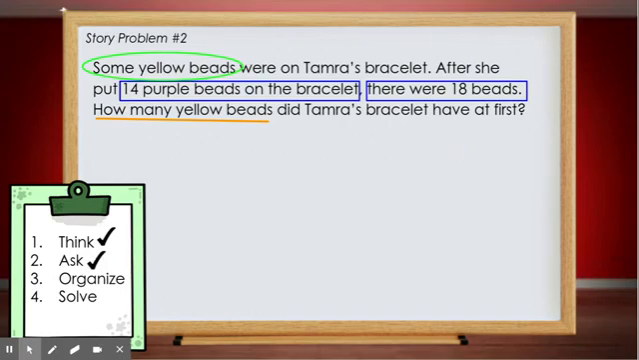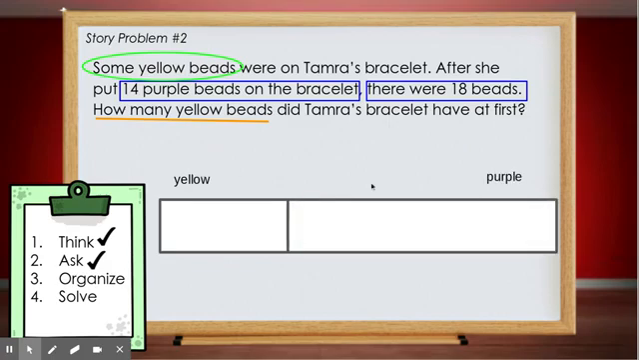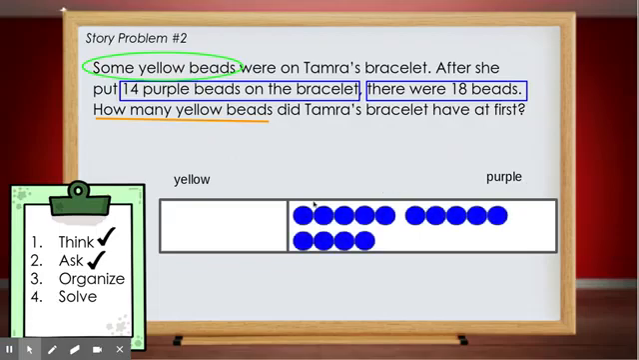How many yellow beads? Let's organize it into a tape diagram. First, I'm going to put my box for the unknown yellow, and I'm going to label this section yellow. Then I'm going to add my purple beads, and I'm going to add the 14 beads that she has. Last, I'm going to connect those beads to the whole, which is 18, the total amount of beads she has. Now I'm ready to solve.